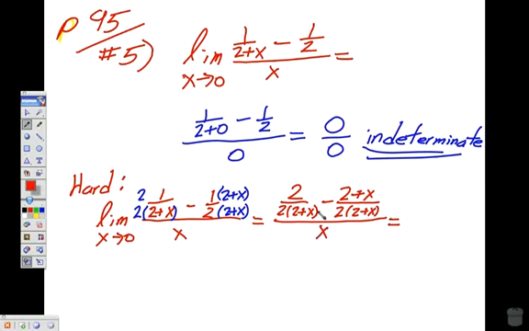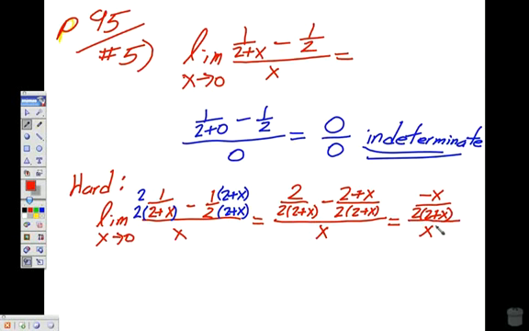Alright, we can subtract these two fractions. The denominator stays the same, 2 plus x. On the top, it's 2 minus 2, so those cancel. And it's minus a positive x. Don't forget that this minus sign has to distribute through. So it's minus 2 and minus x. So we have negative x over 2 plus x, all over x.